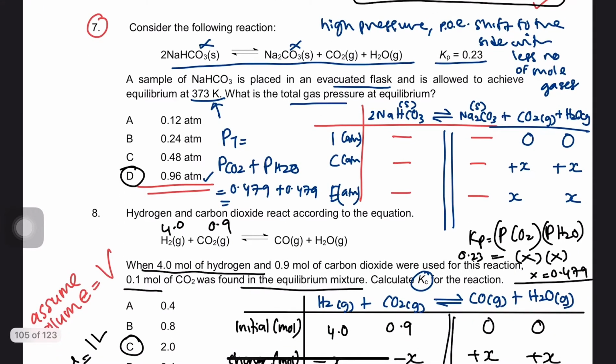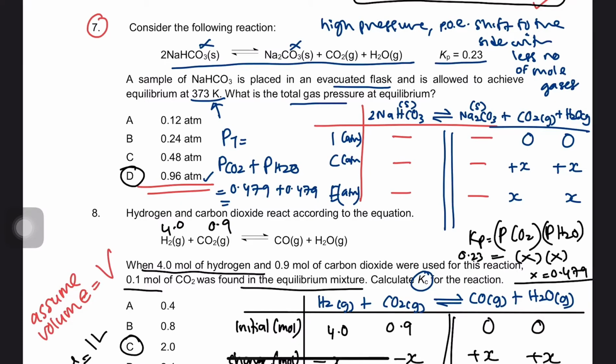Now for question 7. What we have here is a sample of sodium hydrogen carbonate placed in an evacuated flask, and it's allowed to achieve equilibrium at 37K Kelvin. So what is the total pressure of gases at equilibrium? As you can see, whenever you need to know something at equilibrium and what is given to you is all initial conditions, you have to do the ICE table.